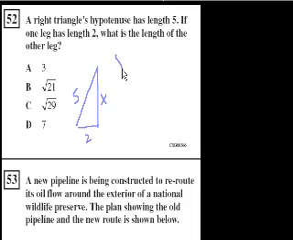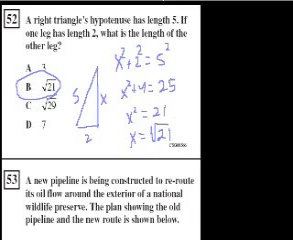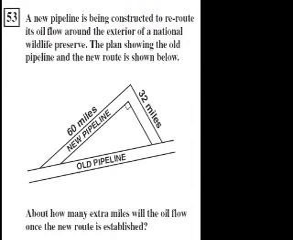Pythagorean theorem, x squared plus 2 squared is equal to 5 squared, because 5 is the hypotenuse. X squared plus 4 is equal to 25. Subtract 4 from both sides. X squared is equal to 21. So x is equal to the square root of 21. It's choice B. Next question.